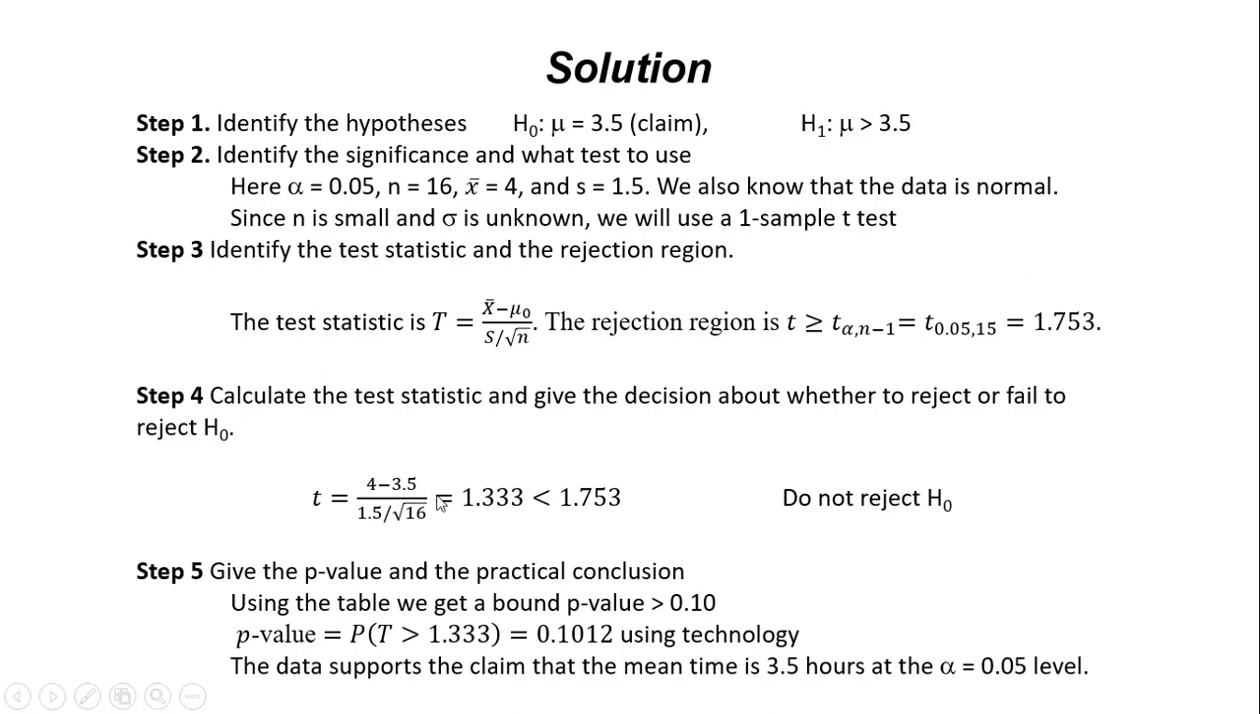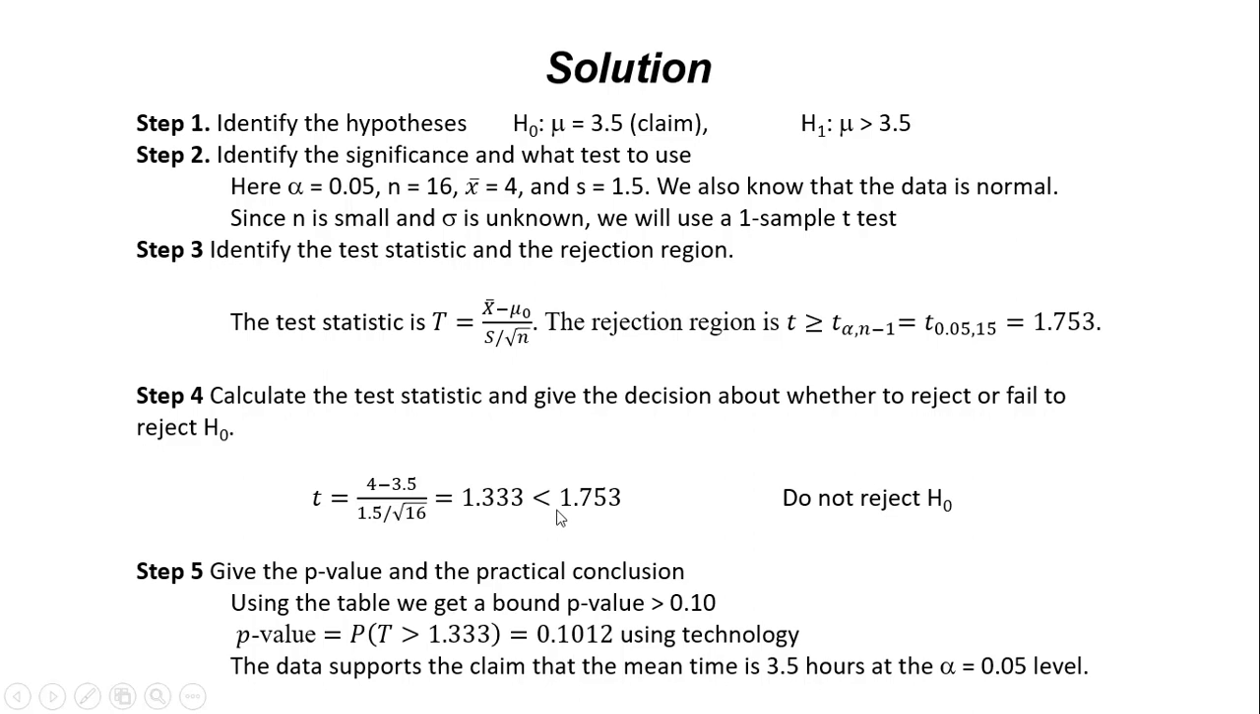Okay, so step 4 is to calculate the test statistic and give the decision about whether to reject or fail to reject the null hypothesis. So when we substitute values into this formula using a sample mean 4, mu0 is 3.5, so we get that from here. The standard deviation, S, is 1.5, so we put that here. And then this is the square root of n, 16. Simplify this. Okay, it may be a good idea to pause the video and work this out. We should get 1.333.